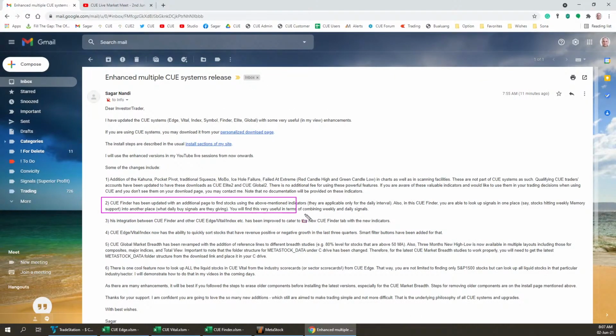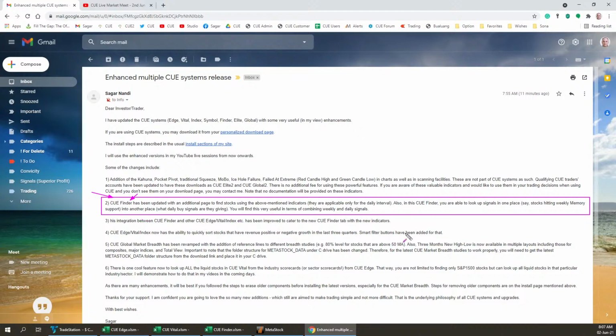Next is in Q Finder. Again, this will be relevant to the people who have these additional indicators. There is a new Finder scan on Q Global for them, and the data can be visualized in Q Finder, in an additional tab, and you could match between traditional Q signals and the new additional signals.